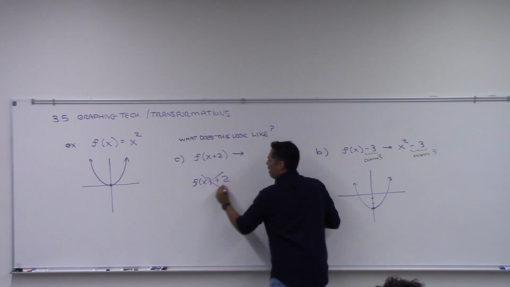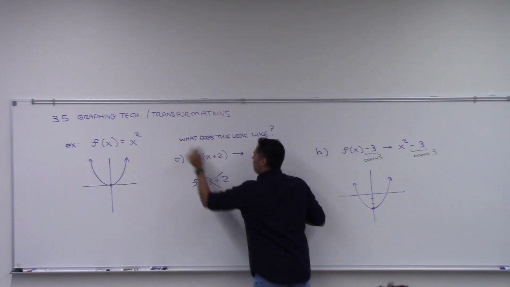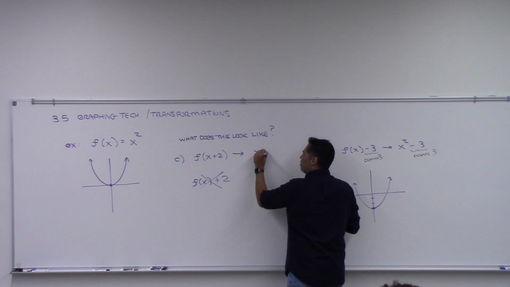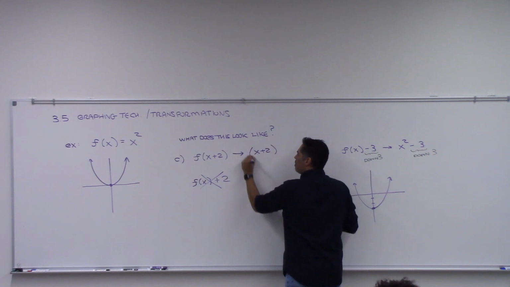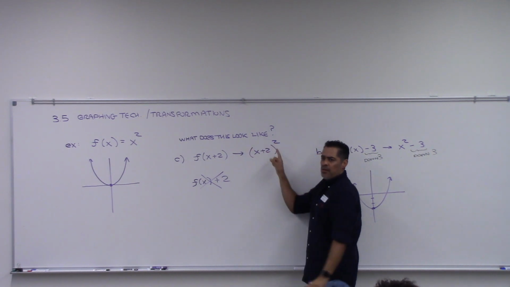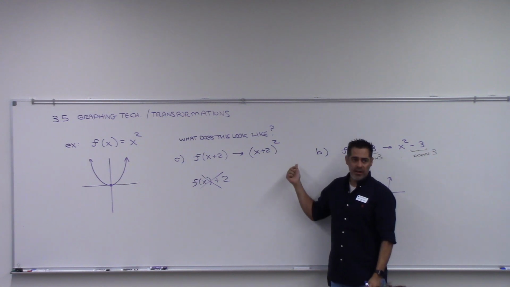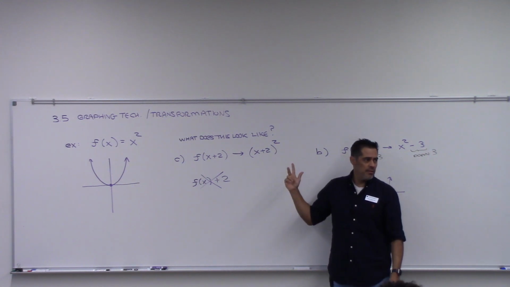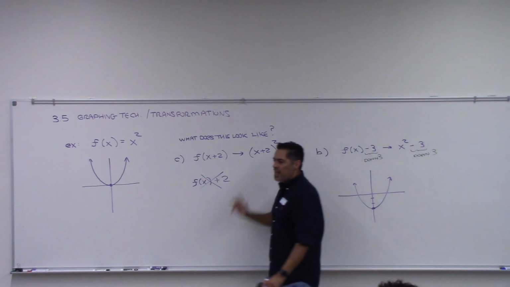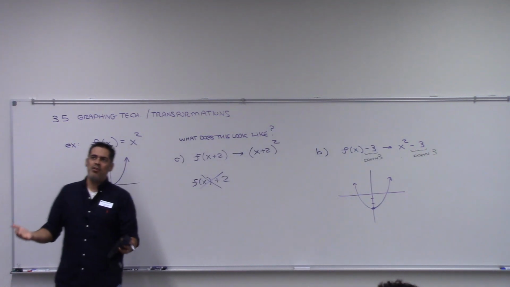So what does that look like? So it's not this, right? What does that look like here? Where the x is, you add the 2 before you square it. You see? You're not squaring x and then adding 2. You're adding 2, then squaring. See the difference between those two? How does that impact the graph? What does your instinct tell you?